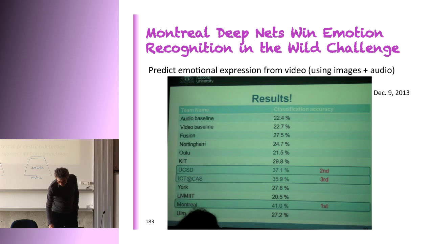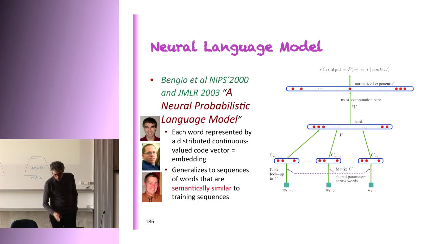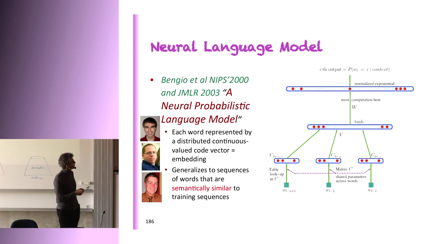All right, I'm going to skip this. I'm going to say a few words. I mentioned yesterday the neural language model. So this was one of the first attempts to use neural nets for modeling sequences of words. And it's been refined in many ways and improved since then. So in this NIPS 2000 paper, what we did is essentially just train a neural network that is trying to predict the next word given the previous words.